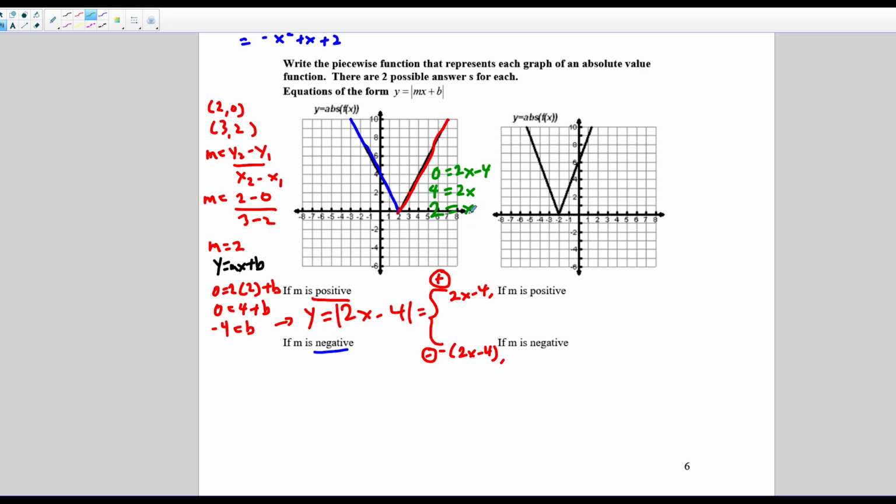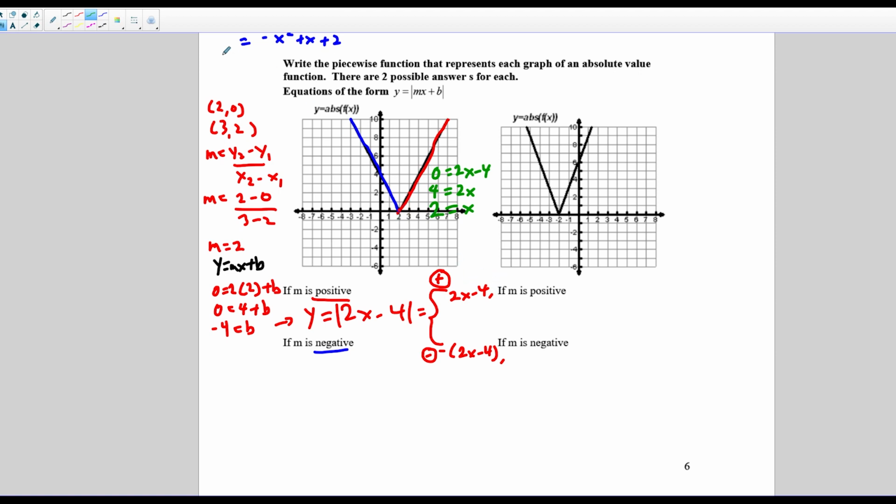So that tells us where our subdomain is split up. For our positive portion, we're seeing all the positive values starting at 2 and going towards the right, meaning that it has to be equal to or greater than 2.